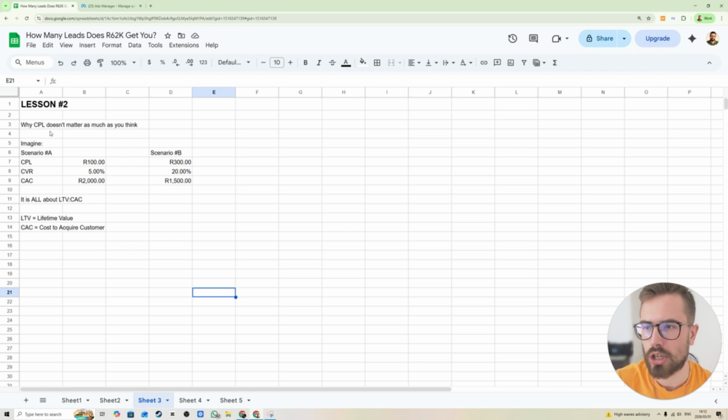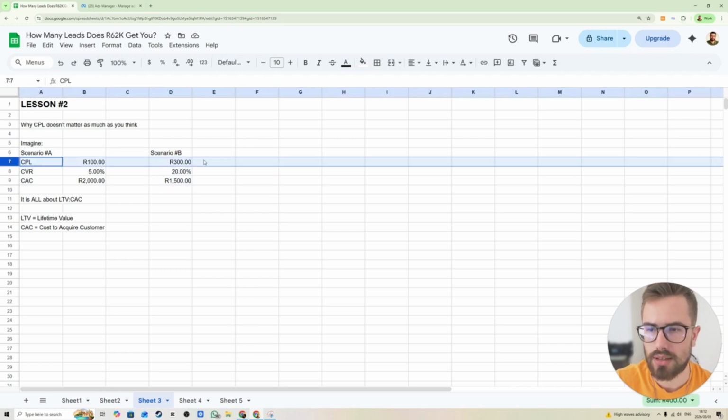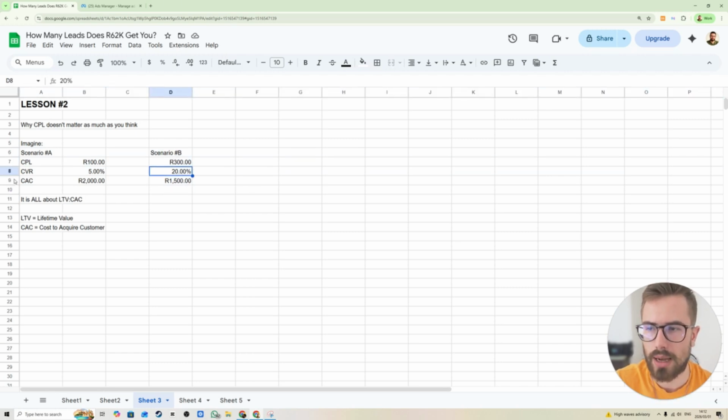Lesson number 2, cost per lead doesn't matter as much as you think. This is why I like expensive leads. Expensive leads often convert higher, and what happens is your CAC goes down. So it's all about LTV to CAC, which is customer lifetime value versus the cost of getting that customer. And if you're getting leads for 100 Rand, but they are converting very, very poorly, your cost to get a customer is still going to be expensive.